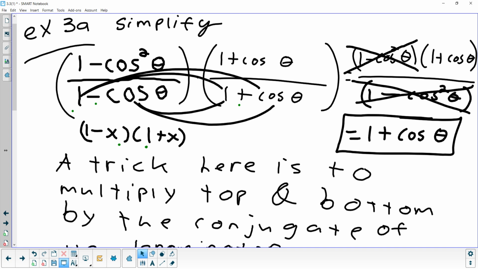So we started out with a fraction that had two different trig functions, one of them squared, one of them not, and we ended up with something, I think, a lot simpler. No fraction, single trig function with just a plus 1 at the beginning. So that's a pattern to look for. When you see exponents of 2, a lot of times the conjugate is going to help you out.